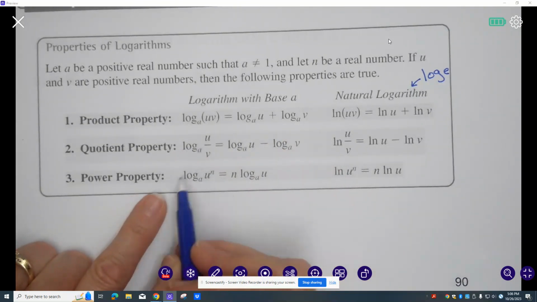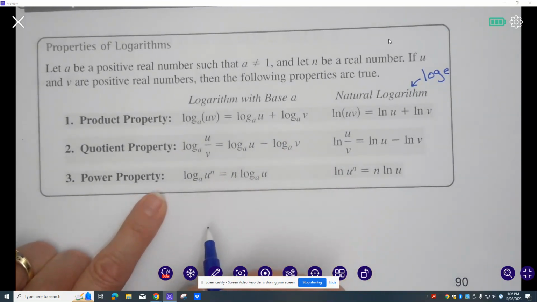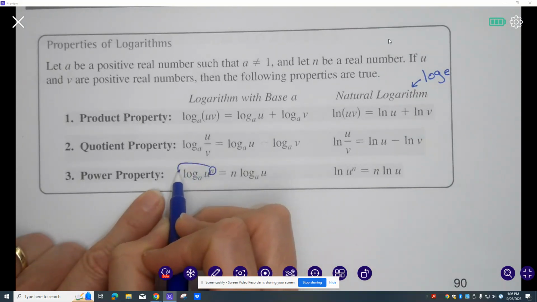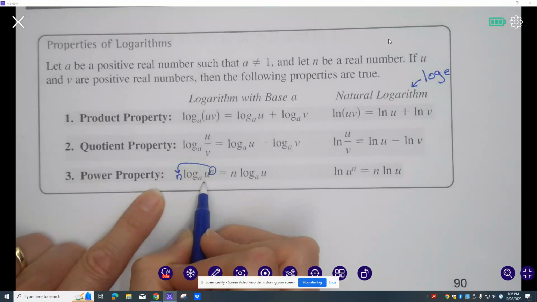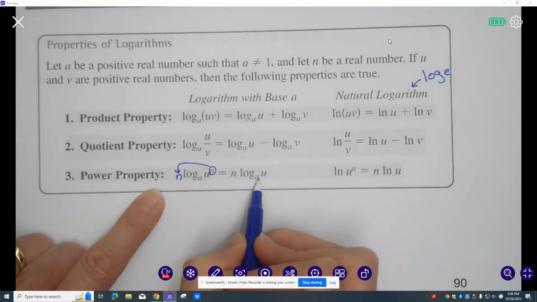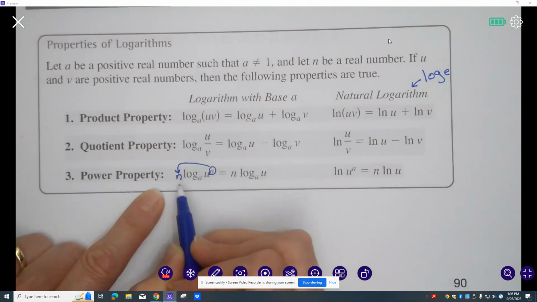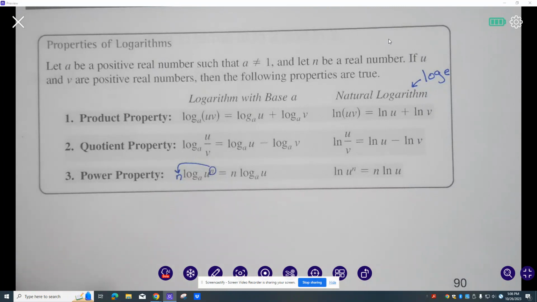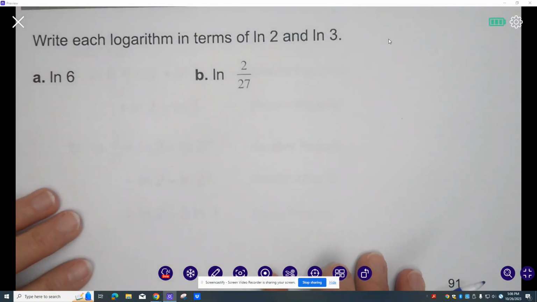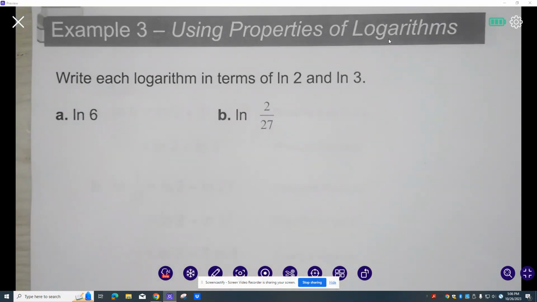This one's a little bit hard to see and probably the hardest one to recognize in a problem. This exponent right here hopped down in front of the log. So this exponent is here now. So n times log of u, and the exponent here is gone. All right, let's just do some problems because honestly, those are where it starts to make sense.